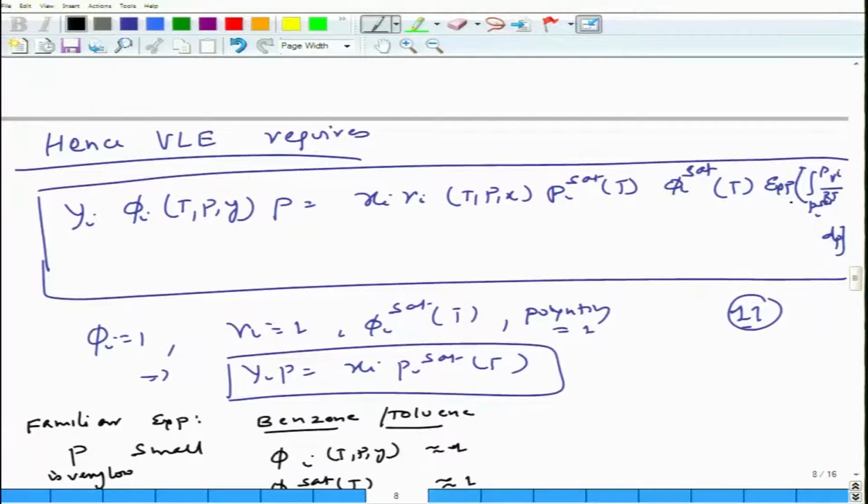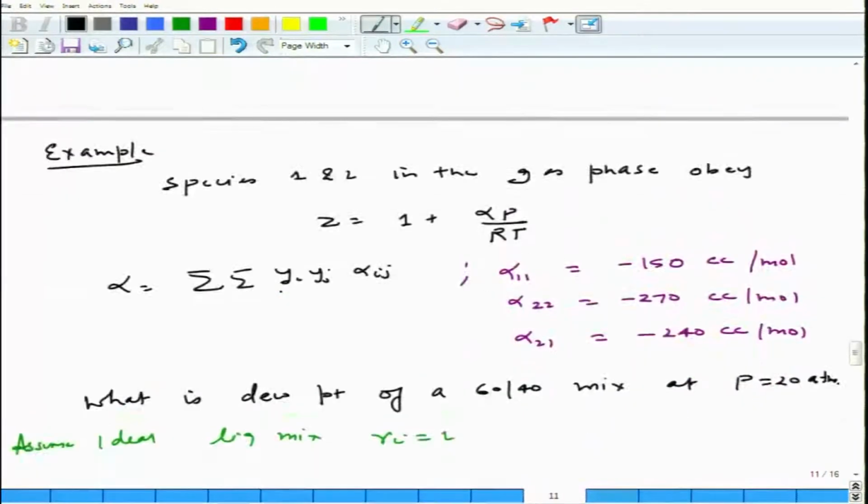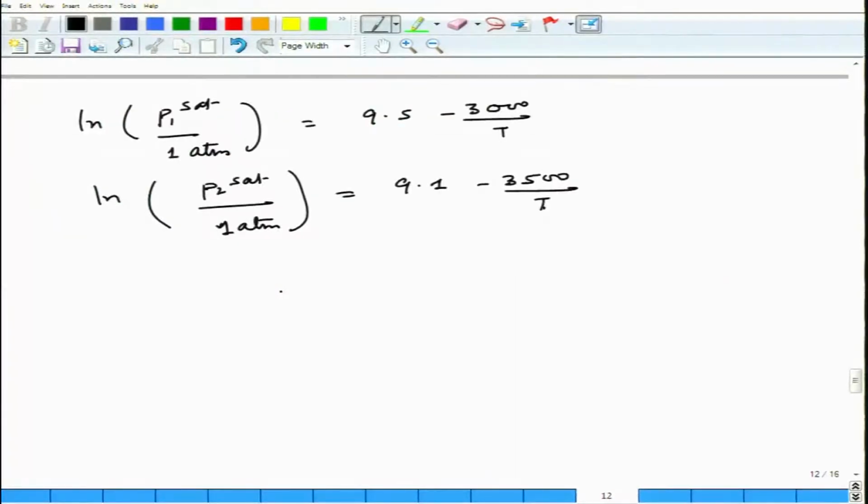And of course, we have the Poynting correction. Now, what we can do is start with certain assumptions. We also have to make certain assumptions. What we are going to say is the following: we have been given that gamma_i is going to be 1. So, gamma_i at T, p, x is 1.